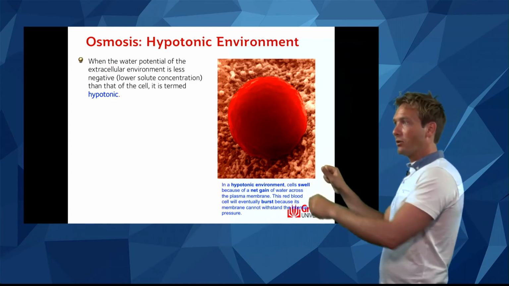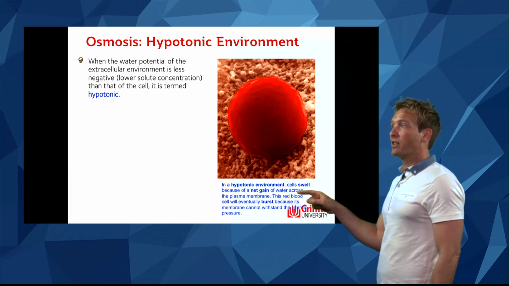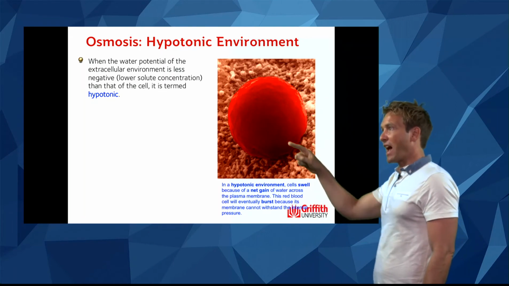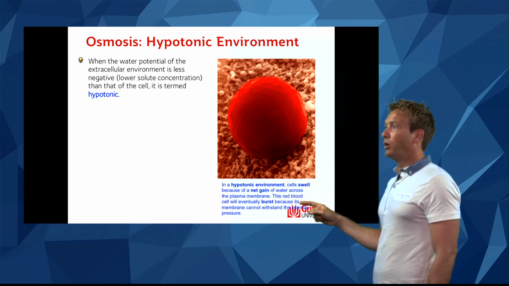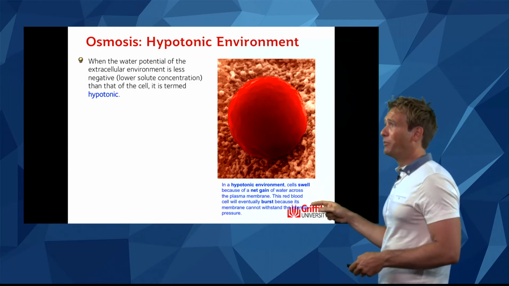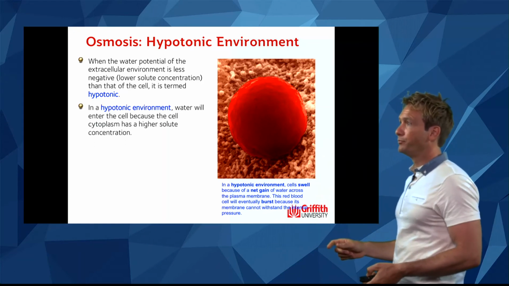Then water is actually going to move into the cell. So in a hypertonic environment, cells swell because of the net gain of water across the plasma membrane. This red blood cell, you can see it's big, fat, and juicy, will eventually burst. It'll literally pop. It'll lyse, so it'll pop, because this membrane cannot withstand the pressure of all this extra water.